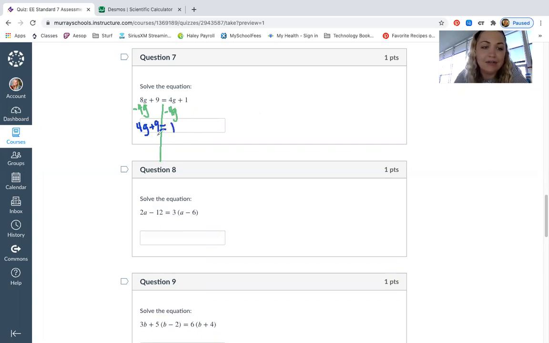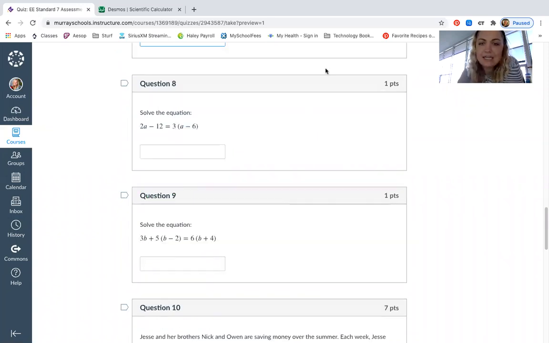Next thing I'm going to do is subtract 9 from both sides of my equal sign, and I have 4g equals 8. Last step, divide both sides by 4. I know that's poor handwriting, that looks like a 9. And my answer will be g equals 2. All right, let's go to question number 8.